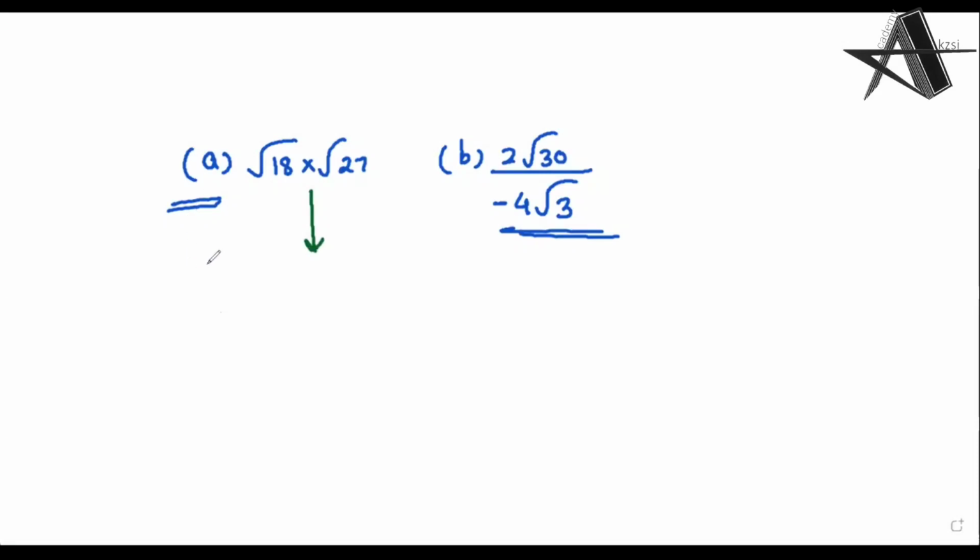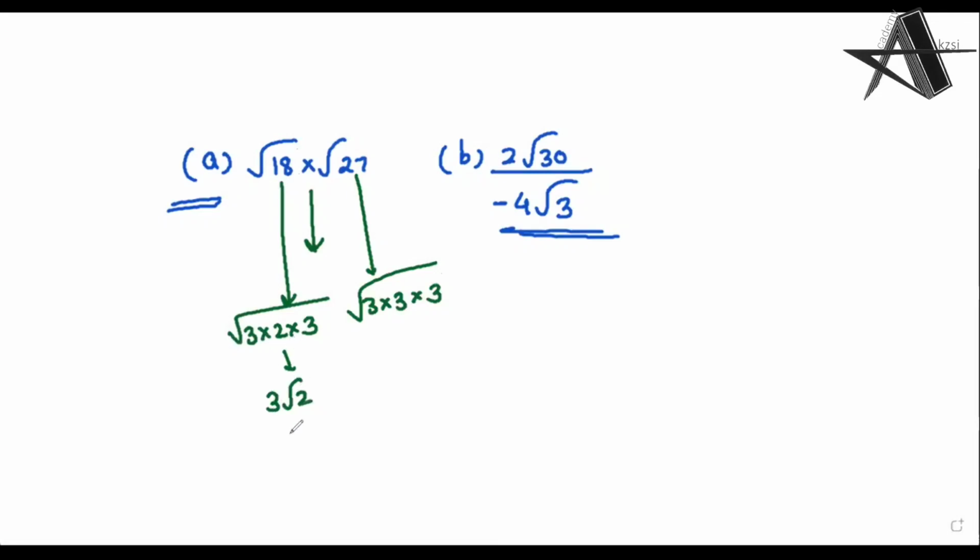Whenever we are adding or multiplying surds together, the first thing you have to do is simplify. If you see a surd, the first thing that should come up in your mind is that you have to simplify it. If you're multiplying, simplify here as well. So simplify 18: this will be 3 times 3 times 2, and 27 is 3 times 3 times 3. So this will give you 3 root 2 as your answer, and this will be 3 root 3 as your answer.